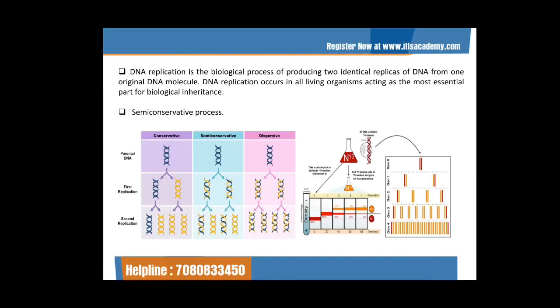So at first we should know what DNA replication is. DNA replication is a biological process through which two identical replicas of a DNA molecule are produced from one parental DNA molecule. This process is found in all living organisms and it is the most essential part of biological inheritance.